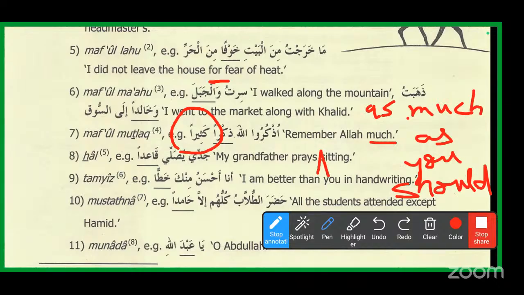So this expression is used many times in the Quran, thousands of times in the Quran. The maf'ul mutlaq is used, and you have seen that.